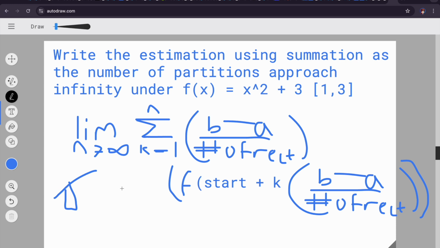And we're going to multiply the f of, or plug it into the equation, the starting point, which is the lower limit, which is 1 in this case. This is also the lower limit here. Lower limit plus k, you multiply k by what we had here, b minus a over number of rectangles. And yeah, let's put that into action.